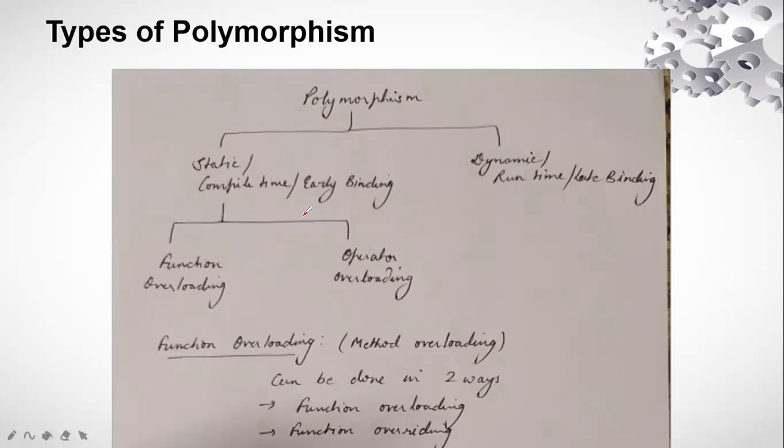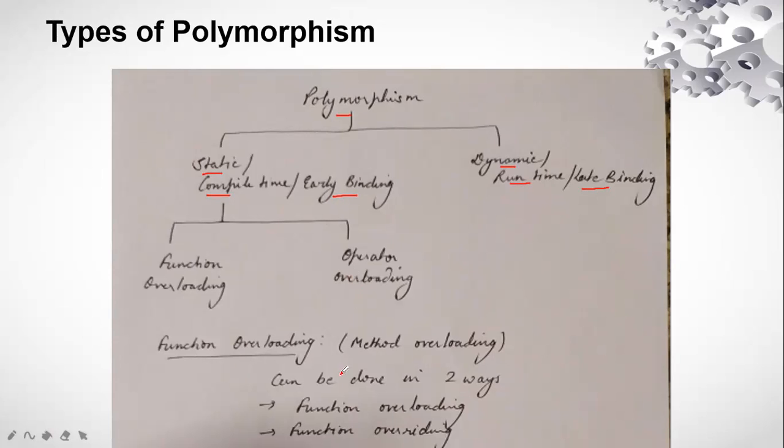Basically we have two types of polymorphism. The first one is called static polymorphism, also called compile time or early binding polymorphism. The second type is called dynamic or runtime polymorphism, or late binding polymorphism. Now static is further divided into function overloading and operator overloading.